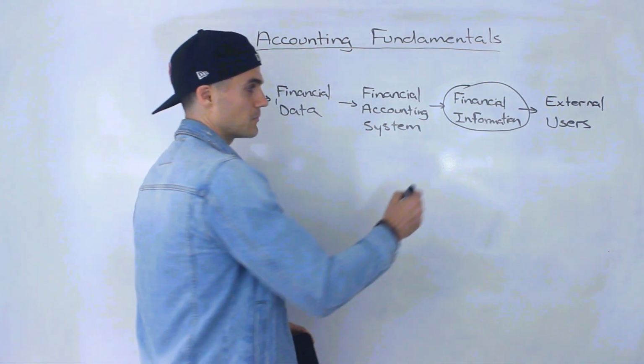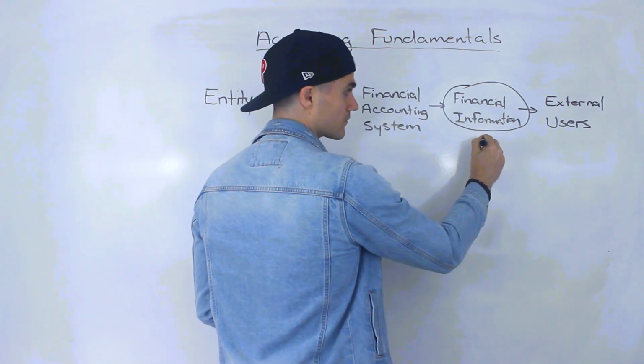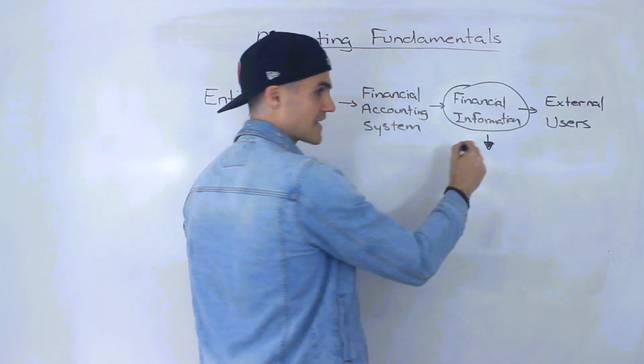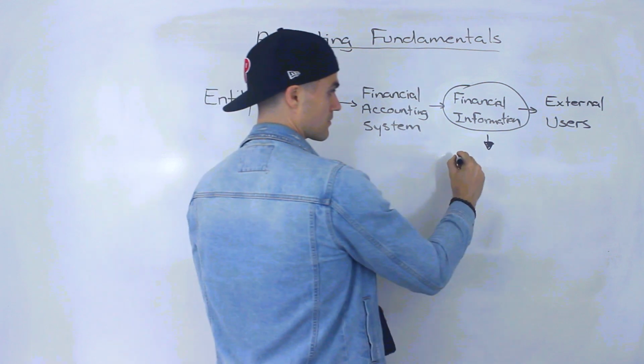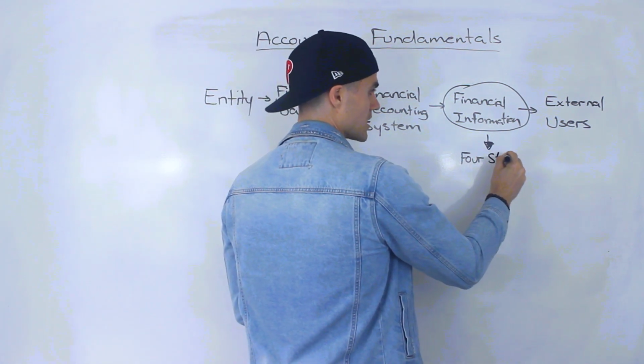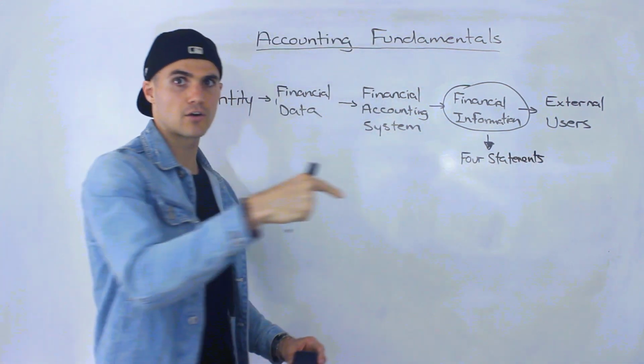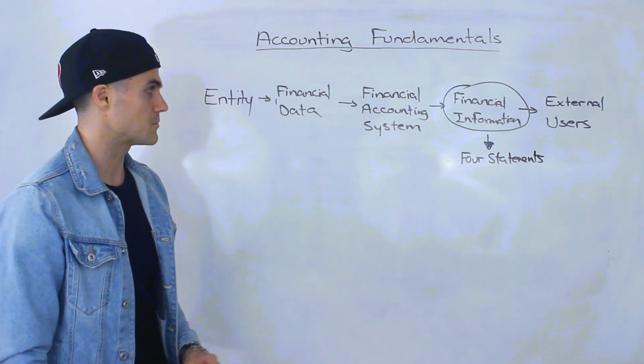And then we also talked about how financial information for financial accounting is presented as financial statements. More specifically, there are 4 statements: the balance sheet, the income statement, statement of retained earnings, and then the cash flow statement.